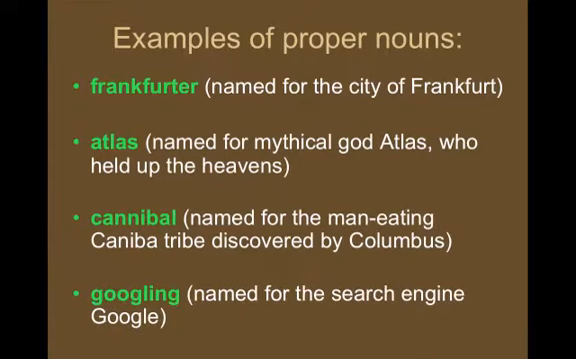Googling. This is actually something that's happened in your own lifetime, the creation of this word Googling. It's named for the search engine Google. So Google is a proper noun, it's the name of a company, but this idea of searching online, this verb has become Googling, and people use that term whether they're using the Google search engine or not. They often just mean that they're searching online.